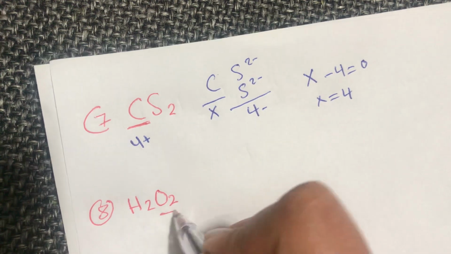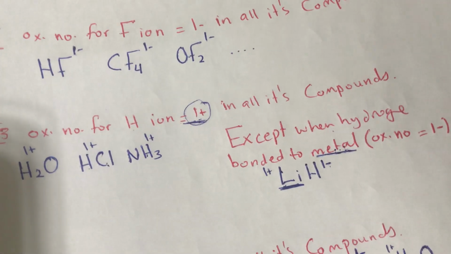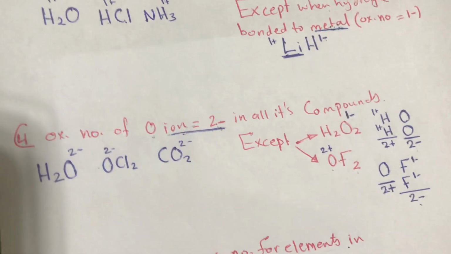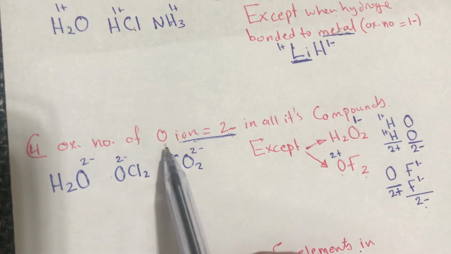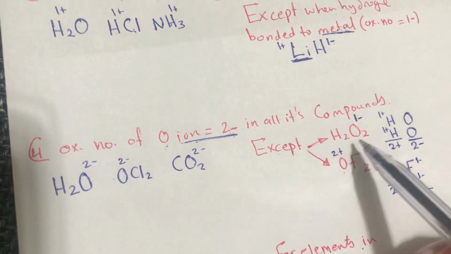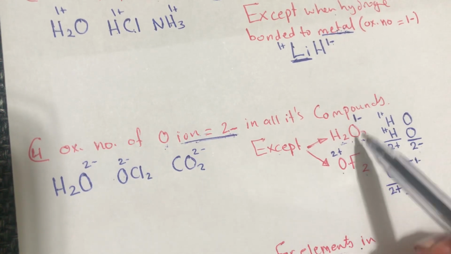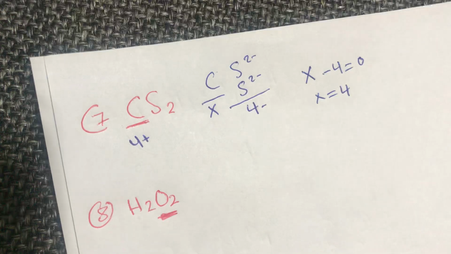Example 8. H2O2, what is the oxidation number of oxygen? So you have to memorize the exceptions. Here, the oxidation number of oxygen in all its compounds is -2 except H2O2. So in this case, the oxidation number of oxygen is -1.